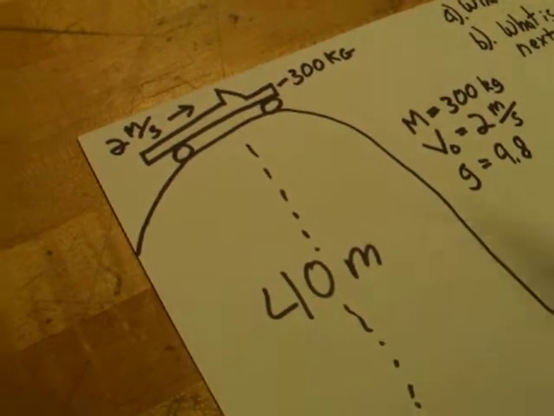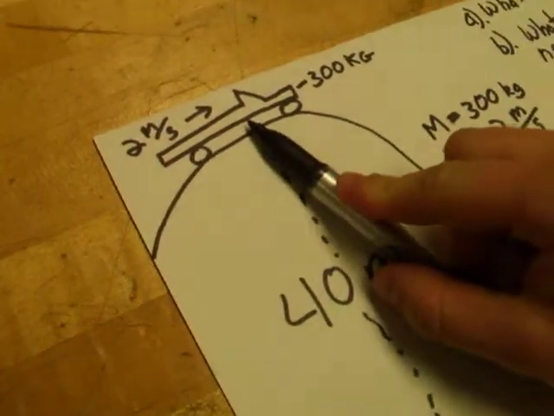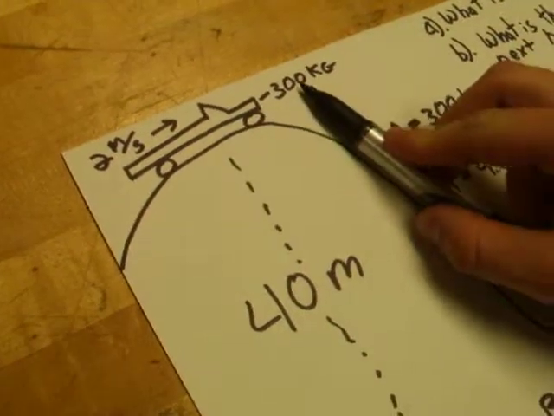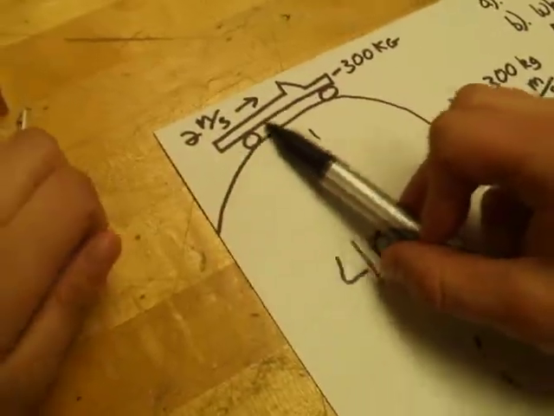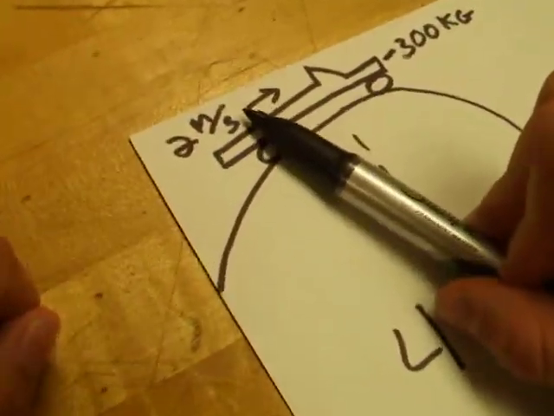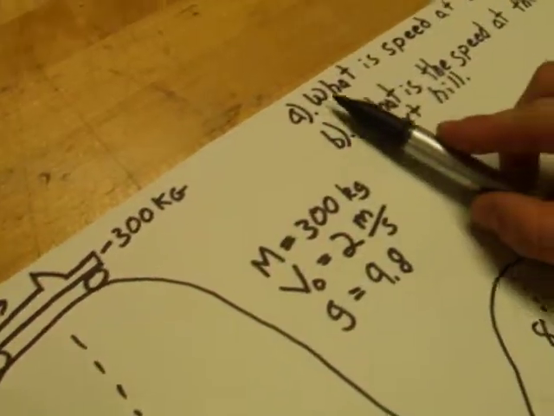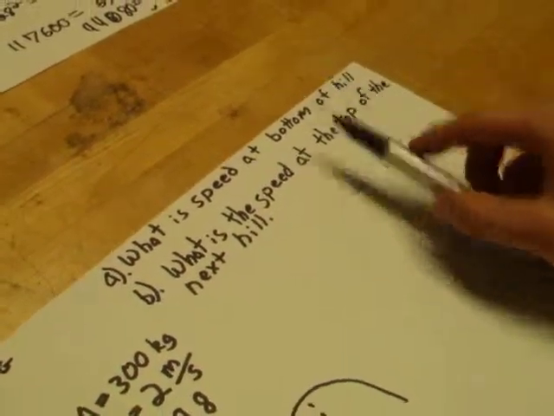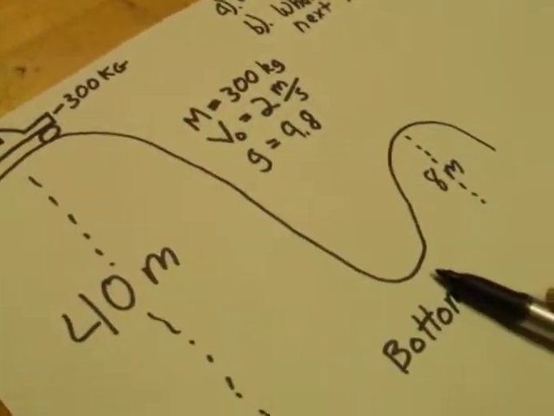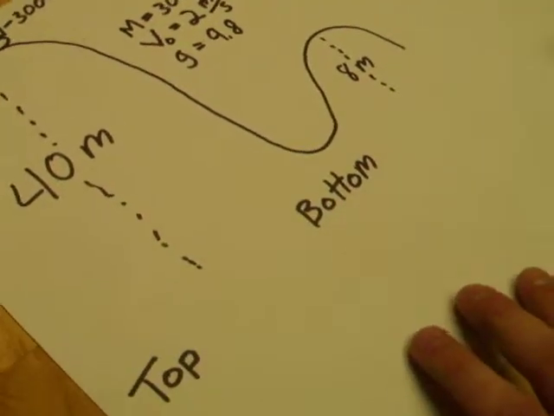So in this next problem, there's a roller coaster at the top of a hill. It weighs 300 kilograms. The hill is 40 meters tall and it's traveling forward at a speed of 2 meters per second. Part A asks, what is the speed of the roller coaster at the bottom of the hill, down here? So first of all, we need to understand something.